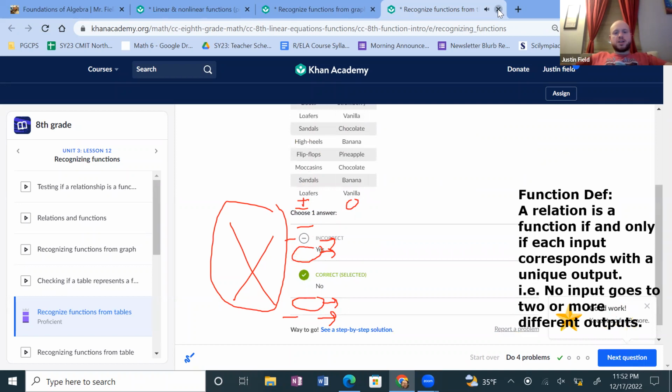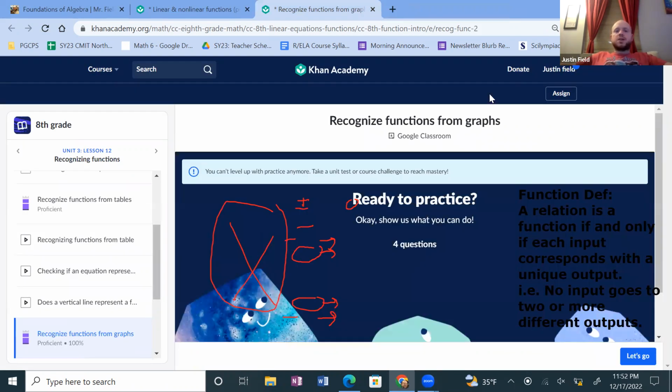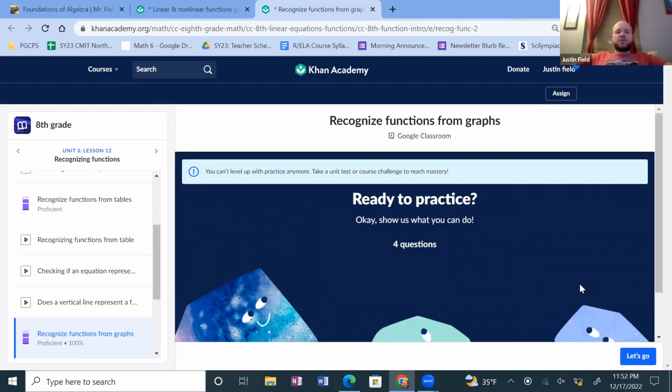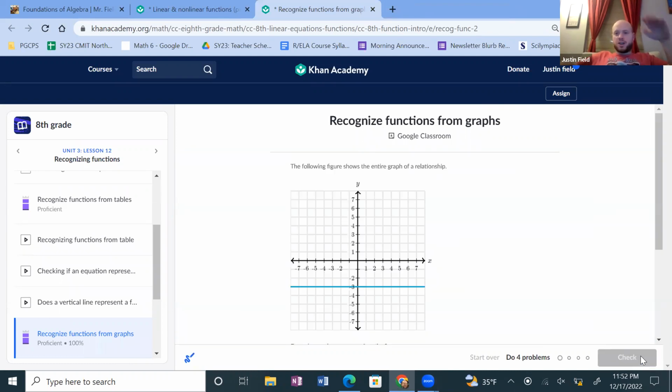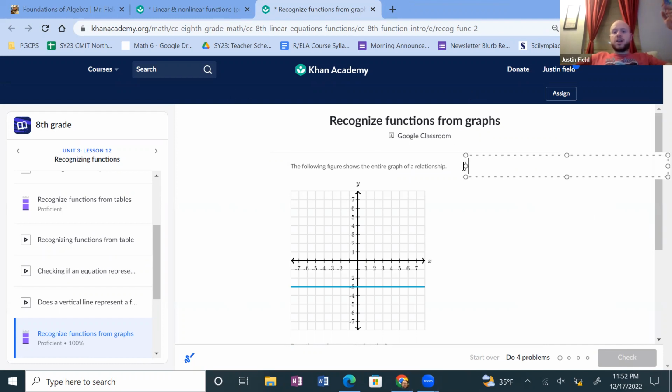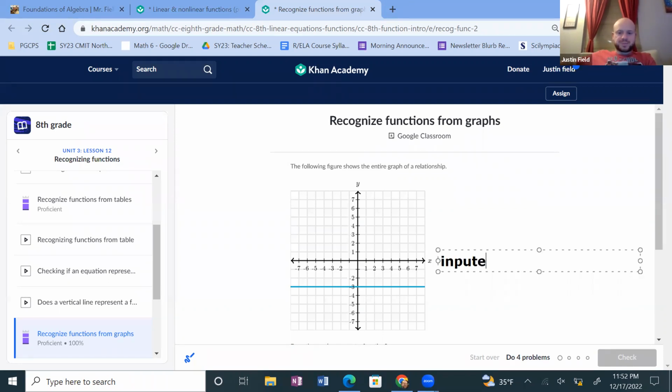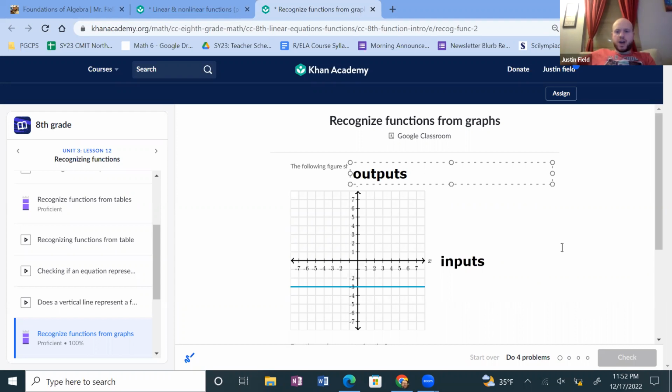Okay. Go ahead and pick out your functions and non-functions. That was from a table, and they could be words, they could be numbers, same process. Now with graphs, it's still the same definition. The inputs are right here on the x-axis. The outputs are the y values.